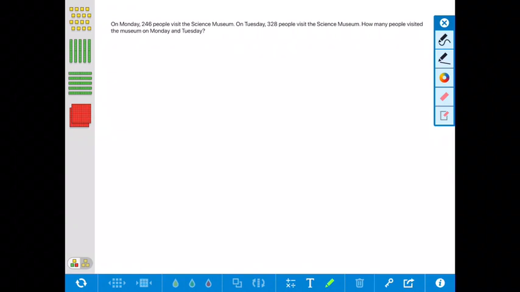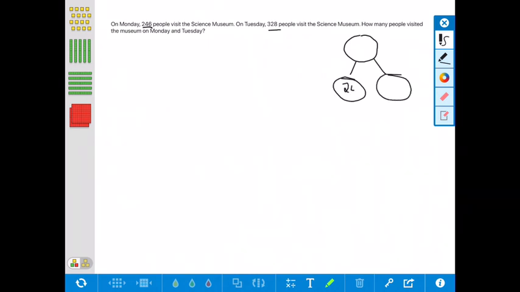Science Museum. On Tuesday, 328 people visit the Science Museum. How many people visited the museum on Monday and Tuesday? To begin this problem, I'm going to create a model to show the two parts in the story. Today we'll use a number bond, but there's lots of different ways you can show the story.